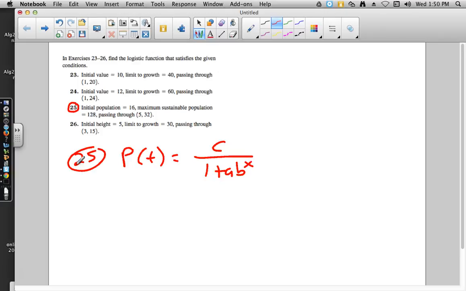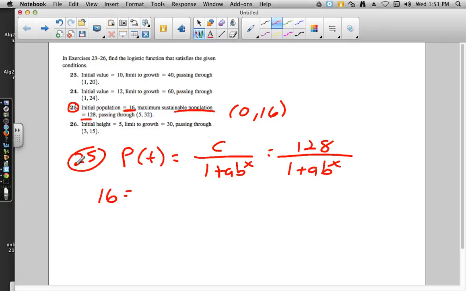So information that I need. First, I would really like to figure out what A is. To do that, I need to have that C value. And they're telling me that the maximum sustainable population is 128. So I can put that in there right away. Now, I know that the initial population was 16. That means that (0, 16) is a point that shows up when you do the math on this.